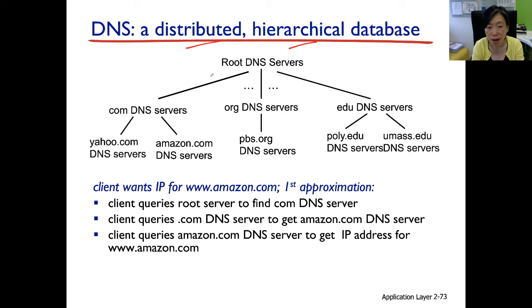And this is how the hierarchy looks. At the top, the root DNS servers. Second level, the .com, .org, .edu DNS servers. The lowest level, or the authoritative server level: yahoo.com, amazon.com, pbs.org, poly.edu, umass.edu.